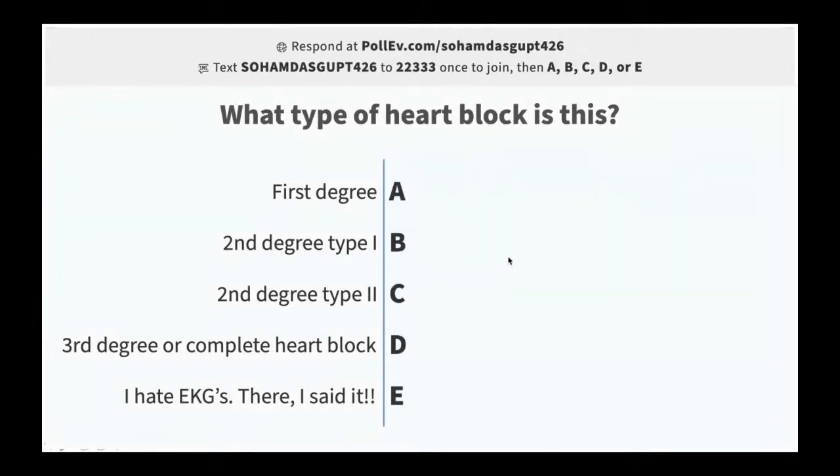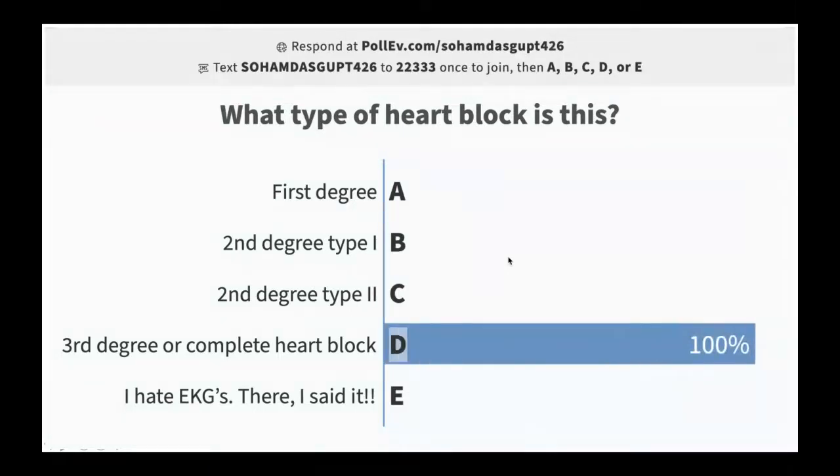Okay, so what type of heart block is this? Is this first degree? Is this second degree type 1, second degree type 2? Is this third degree, or option E? Again, option E is never the wrong answer. Okay, I'll give this 5 more seconds. Looks like 100% of people think this is third degree or complete heart block. Everybody loves EKGs after this, so I am so happy.